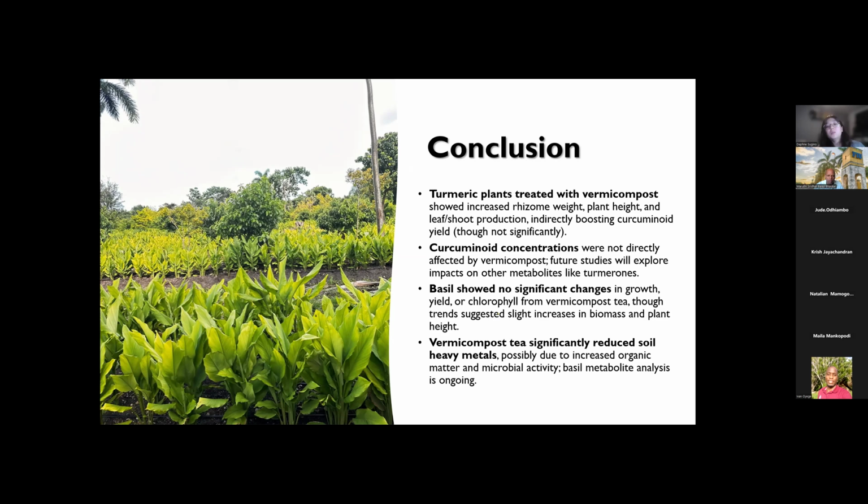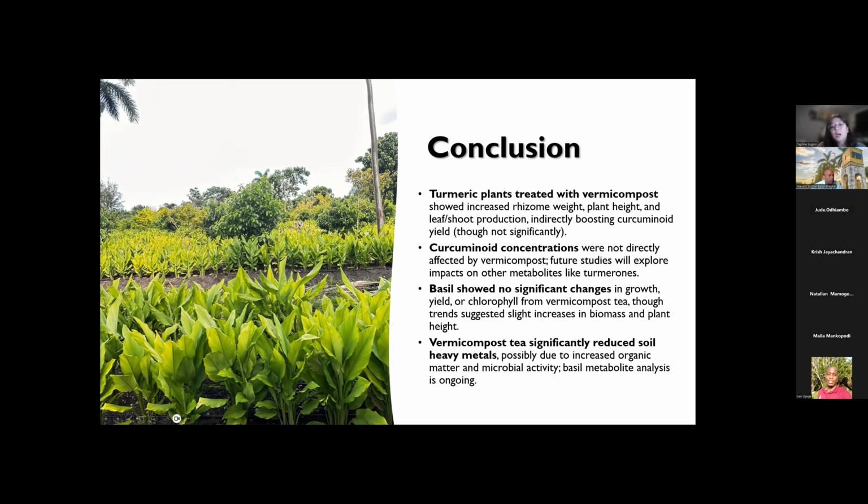So interestingly, we did observe a significant decrease in soil heavy metals. Specifically, I didn't mention it in the slide before, just so I had a little bit more content for this slide, but we actually saw a decrease in copper and zinc, which are heavy metals that could bioaccumulate in the soil and also in plant tissues. This was specifically in the vermicompost tea treated soil.